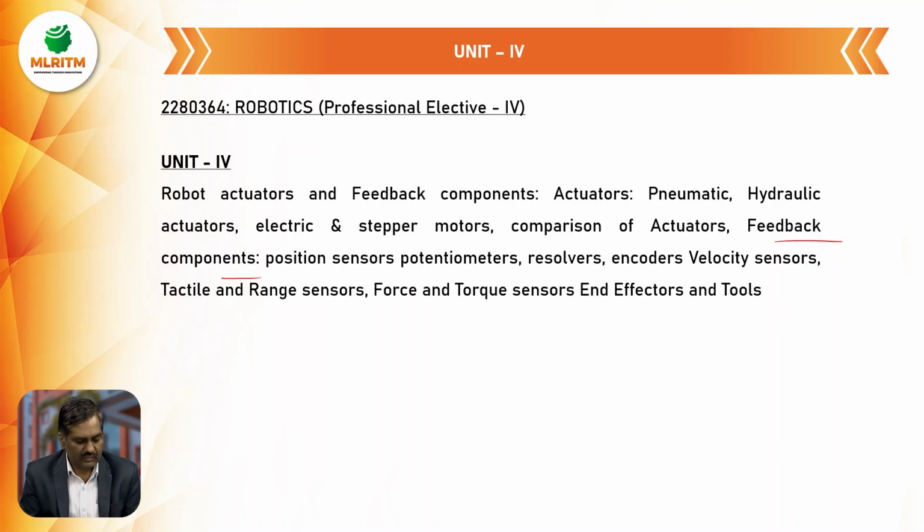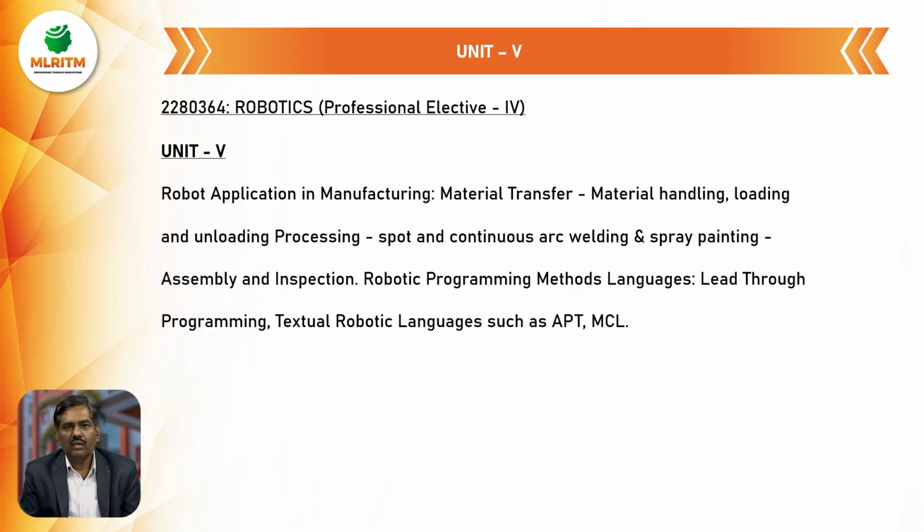Coming to unit 5, it mostly deals with robot applications in manufacturing. In that, we will mainly discuss applications like material transfer, material handling, loading and unloading processes, spot and continuous arc welding, and spray painting. We also discuss robotic applications in assembly. And finally, we will discuss a few topics on robot programming.